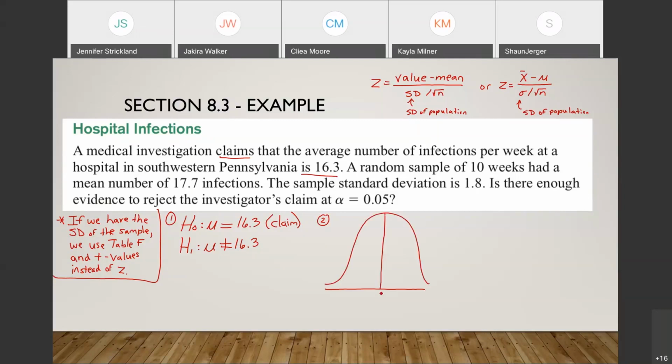All right, so step 2, how do we shade if it has a not equal to in the H1? You shade both sides, right? Good, you shade both sides, yep. Shade both sides.